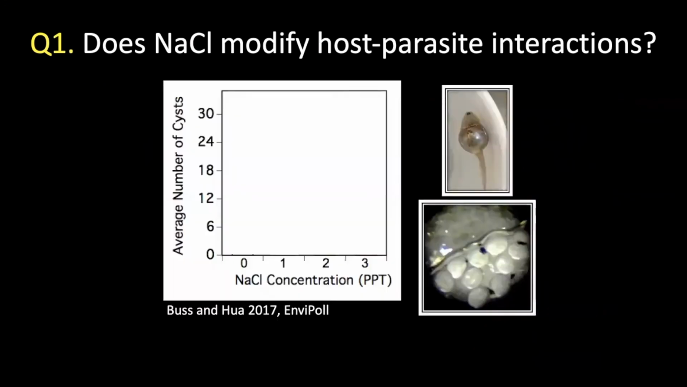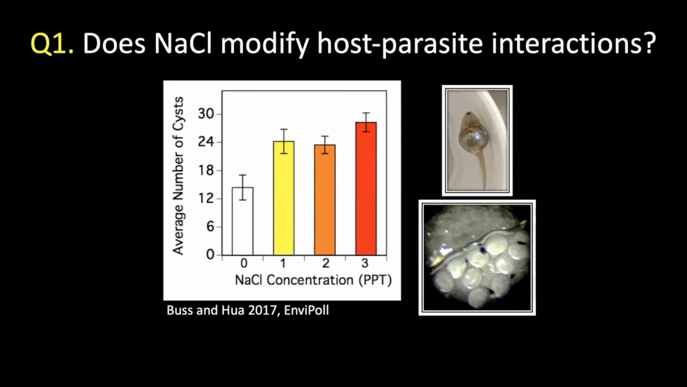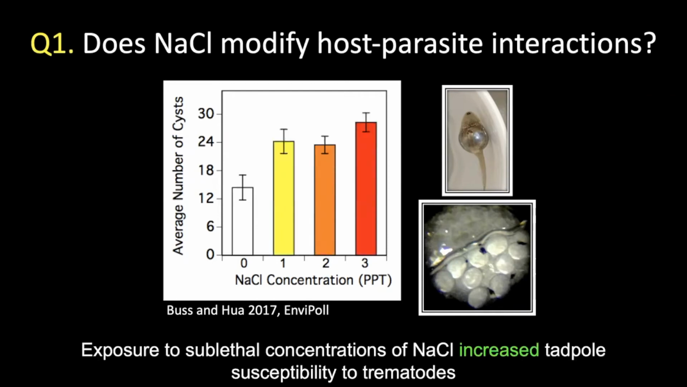In this slide, on the x-axis, we have sodium chloride concentration. On the y-axis, we have the average number of cysts. When not exposed to salt, we found in this white bar here, on average, a little above 12 cysts per individual. In comparison, when exposed to sublethal concentrations of salt, we found that in all cases, exposure to sublethal concentrations of sodium chloride increased tadpole susceptibility to trematodes.